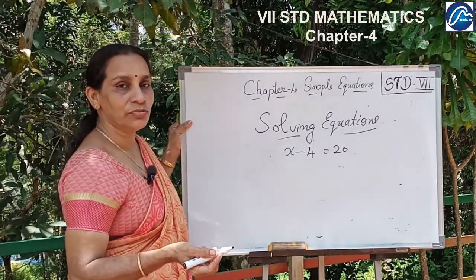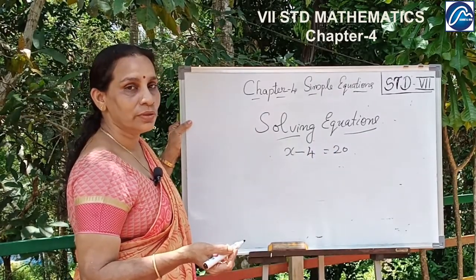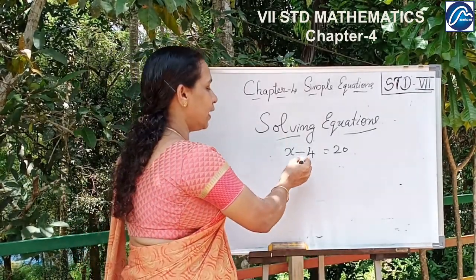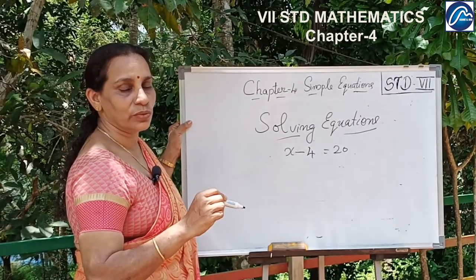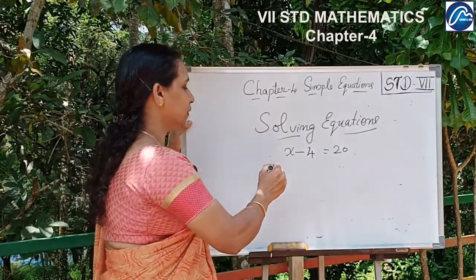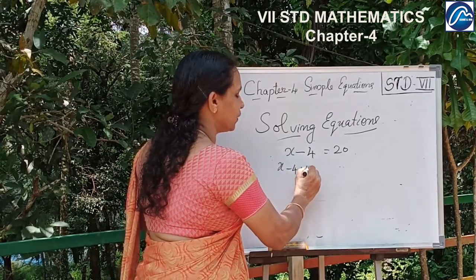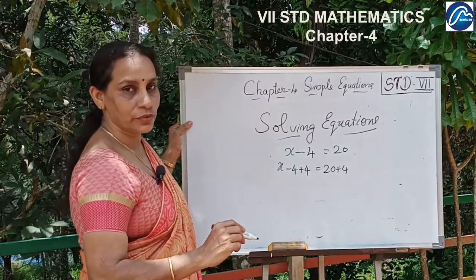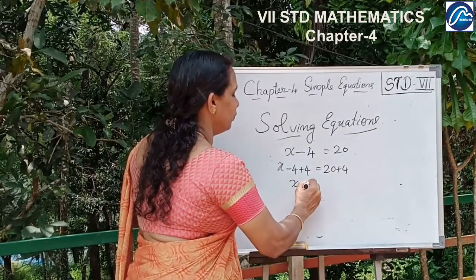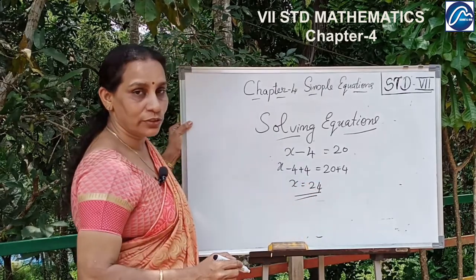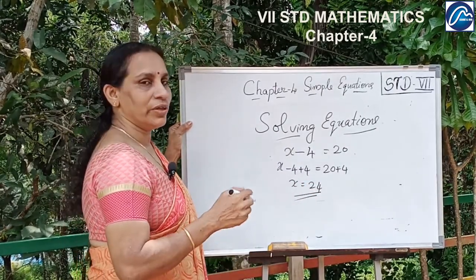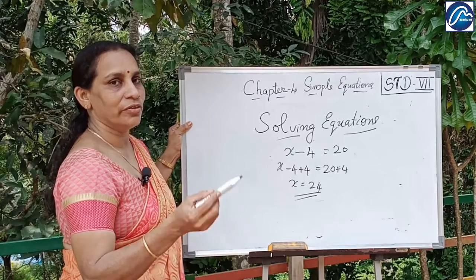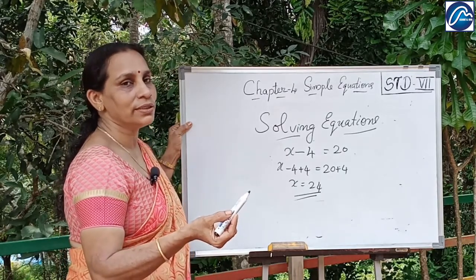you are given x minus 4 is equal to 20. What will you do? You have to remove 4 from this side, because the additive inverse will make it 0. What is the additive inverse? Plus 4. So x minus 4 plus 4 is equal to 20 plus 4. So x is equal to 24. So whenever there is subtraction, you have to add. If there is addition, you have to subtract the same number.